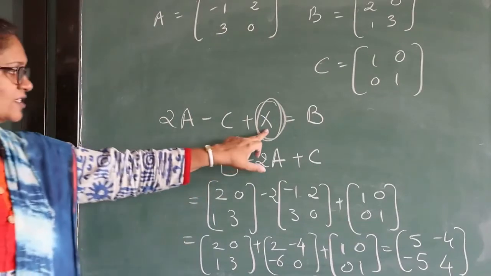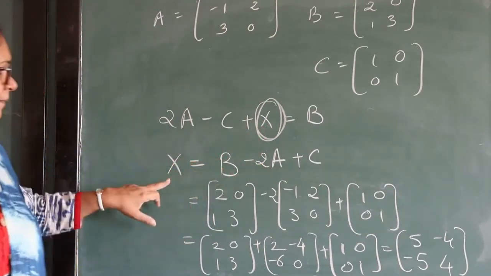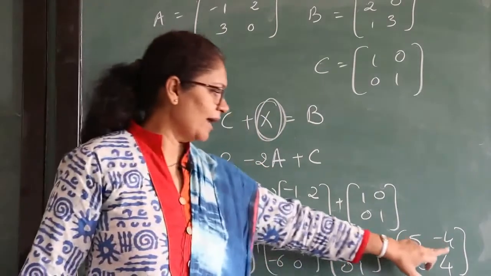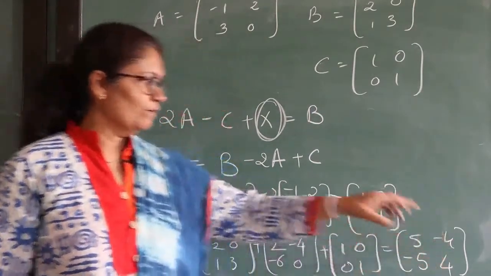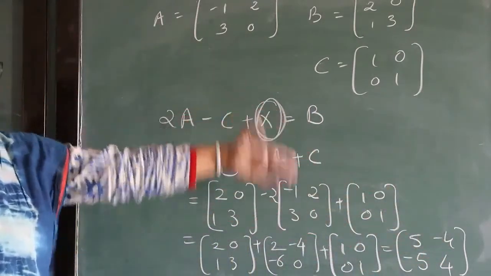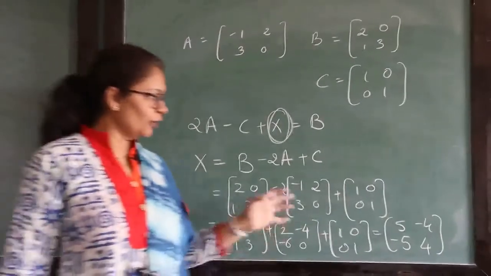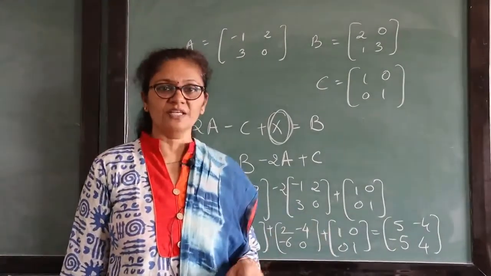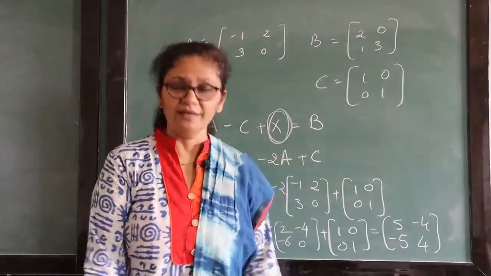So now which matrix X we are getting? That is 5, minus 4, minus 5, 4. That is your 2 by 2. You can give name A, B, C, D. So for today enough this much, and multiplication we will learn in next period.